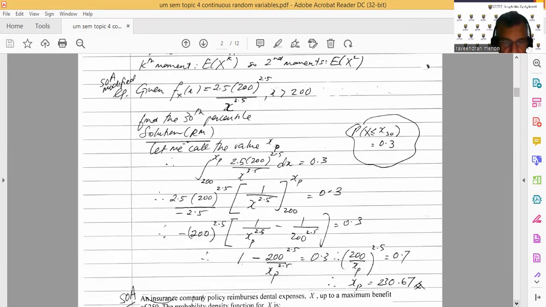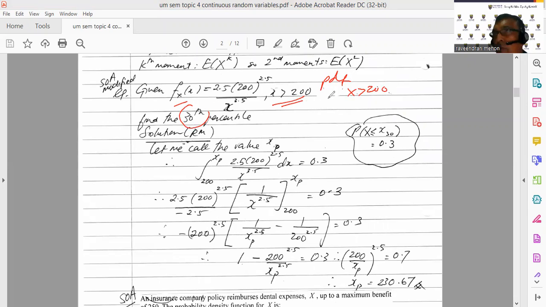Okay. So we are given this density function, 2.5 times 200 raised to 2.5 over x to the power of 3.5, and you're told x is bigger than 200. That's your PDF, defined for x bigger than 200. So you're asked to find the 30th percentile.